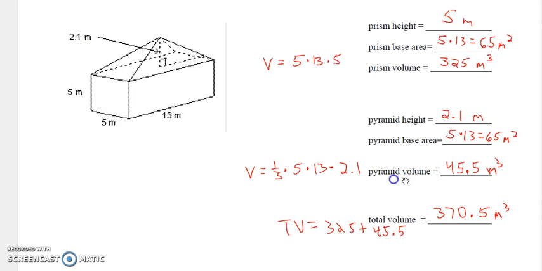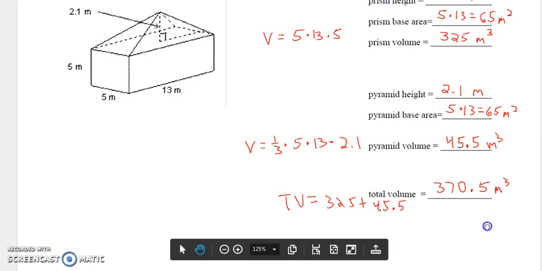So what's the volume of the pyramid? It's a pyramid now, so that's a different calculation. It's 1/3 times the area of the base times the height. So that's 1/3 times 65 times 2.1. That's 45.5. So the volume of the bottom prism here is 325. The volume of the pyramid on top is 45.5. What's the total volume? Add them up.